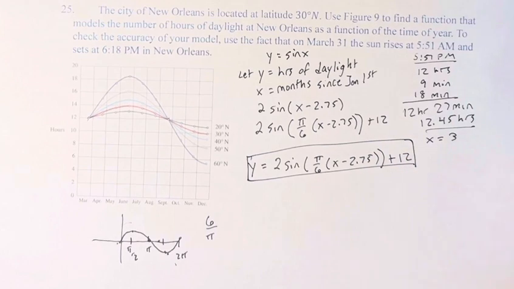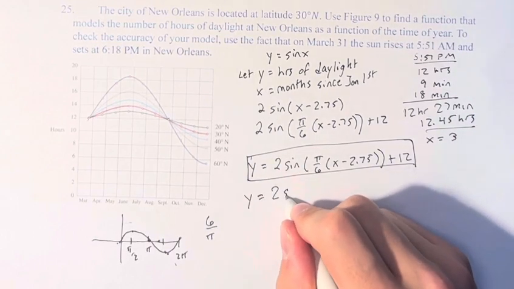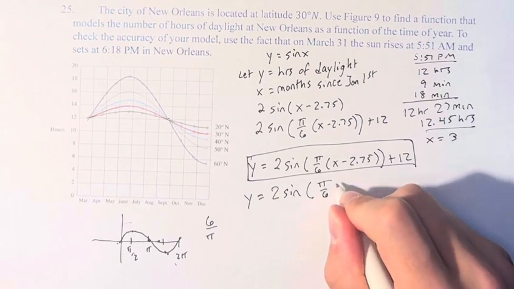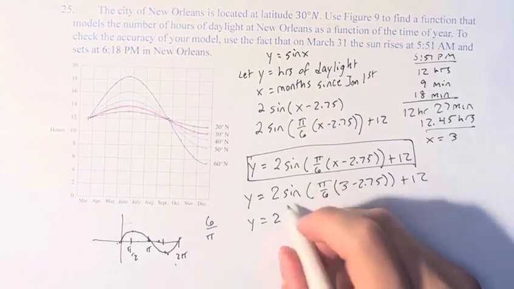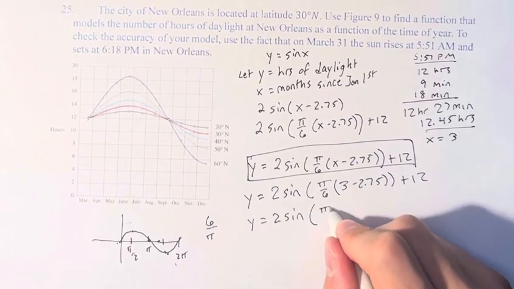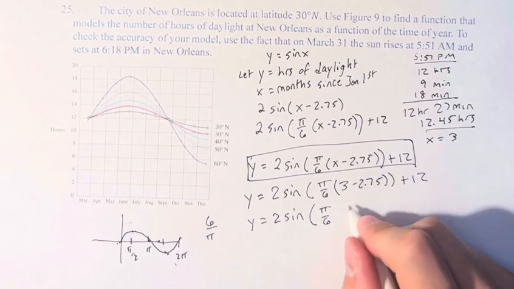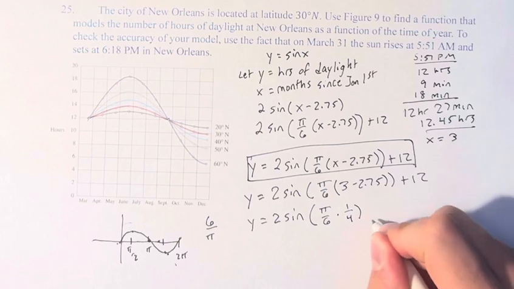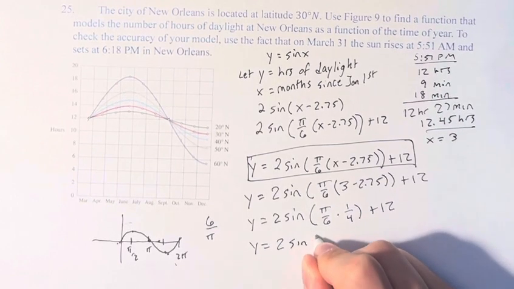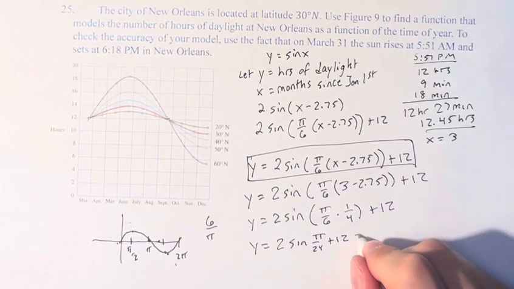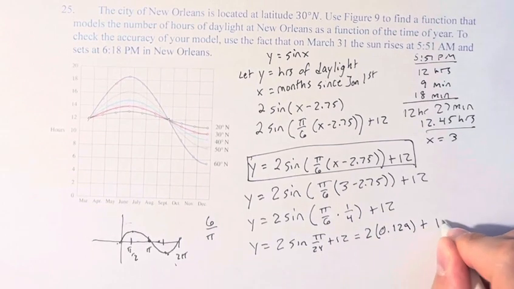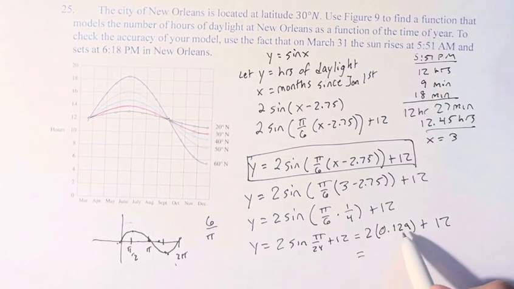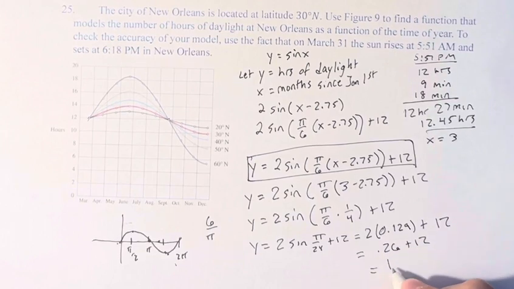And again, we're looking to test it on March 31st, x is equal to 3, and we want to see an output of 12.45. So y is equal to 2 times sine of pi over 6, x is equal to 3 minus 2.75, plus 12. 2 times sine of pi over 6 times 3 minus 2.75, which is a quarter, 1 over 4, plus 12. So this is y is equal to 2 sine of pi over 24 plus 12. This is 2 times 0.129 plus 12. 2 times 0.129 is roughly 0.26 plus 12. So our answer is 12.26.